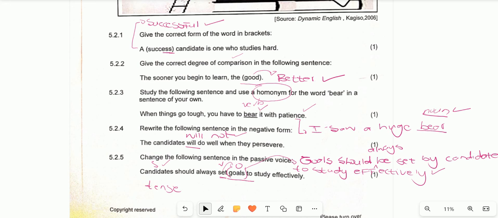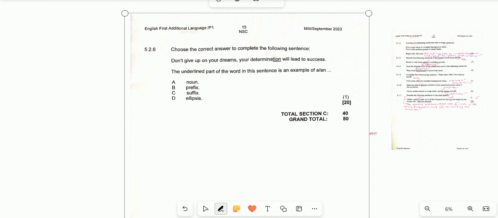Let us go to the last segment of question 5, revision and correction for the Northwest preparatory paper. The last question was: choose the correct answer to complete the following sentence. Don't give up on your dreams. Your determination will lead you to success. That's the motivation for tomorrow, okay? And the rest of your examination.